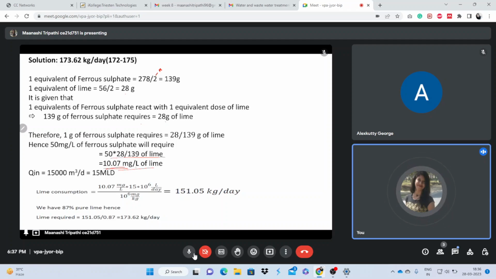Okay, this is per liter, but we know the Q value, how much is coming, 15 MLD. So just putting all these values together, we will get the values in kilogram per day. But the lime is just 87% pure, so we will need some extra, because this is the lime required when it is 100% pure. So divided by 0.87 to account for this impurity, we will get this. So this is our answer. We'll move towards the next question.